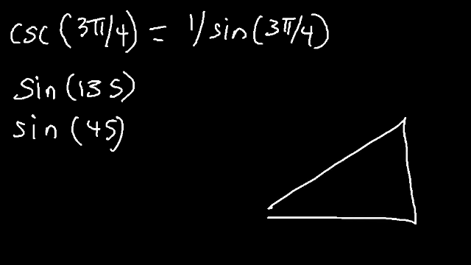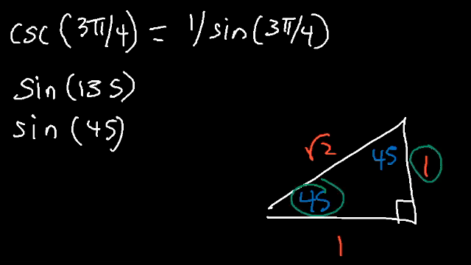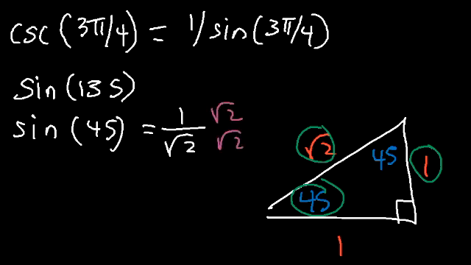And the new one that you need to know is the 45, 45, 90 triangle. Across the 45s is 1. Across the 90 is root 2. So sine 45, let's choose this one. It's opposite over hypotenuse. So it's 1 over root 2. If you rationalize it, you'll see that sine 45 is equal to root 2 over 2. Which means sine 135 is root 2 over 2.